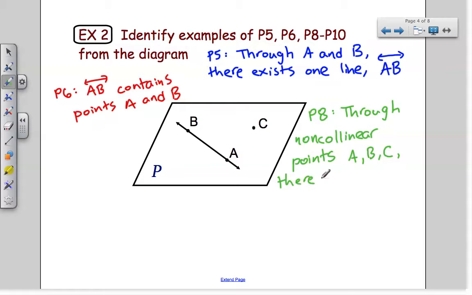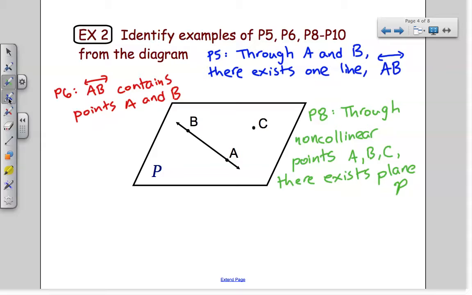And it said there exists exactly one plane, right? So there exists plane, and I'm going to name this with that capital letter P that I have there. So I named 3 non-collinear points and the plane that exists through them.